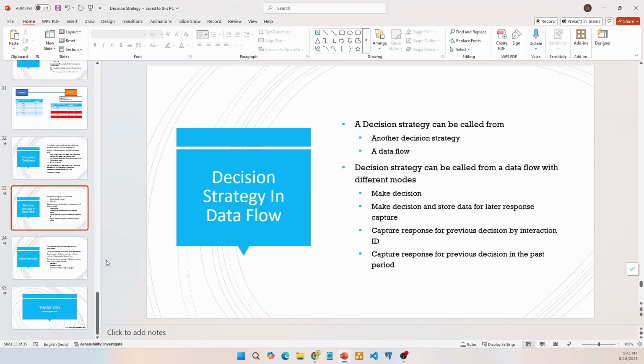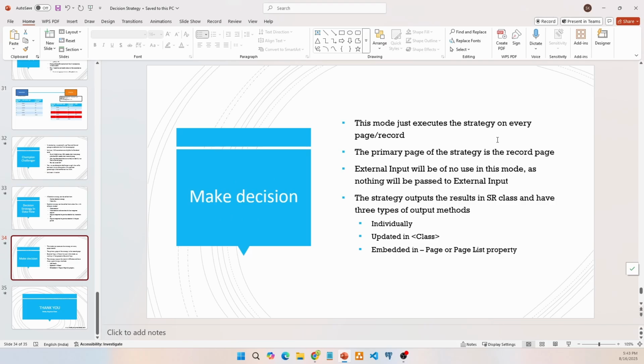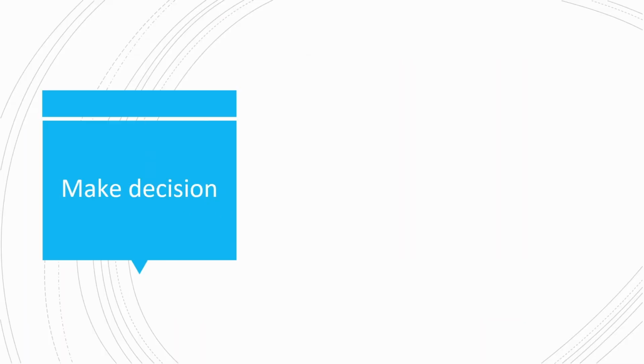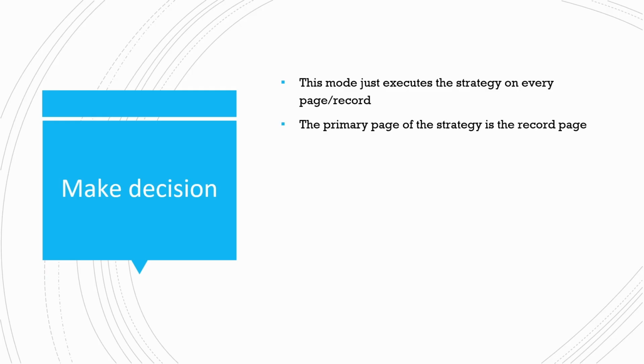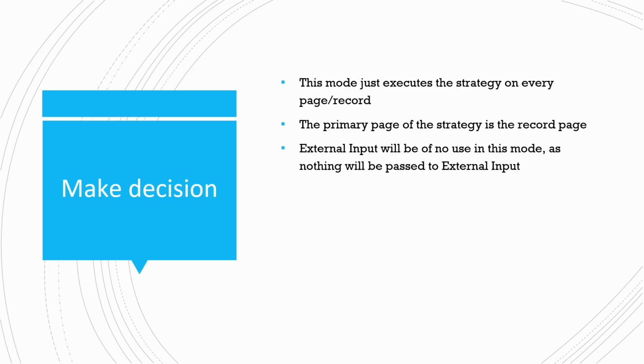Okay. What is make decision? This mode just executes the strategy on every page or record of the data flow. That's it. It will just execute the strategy on every page or record. The primary page of the strategy is the record page, and external input will be of no use in this mode. That means when you call a strategy with make decision mode, you should not use any external input, because nothing will be passed from the data flow to the strategy.